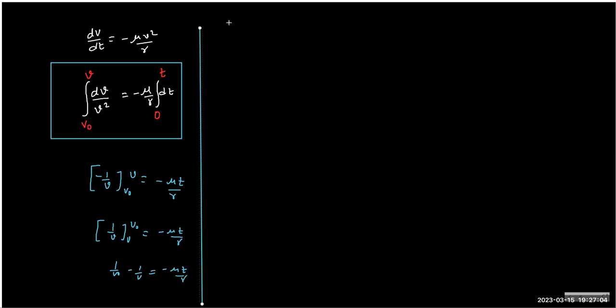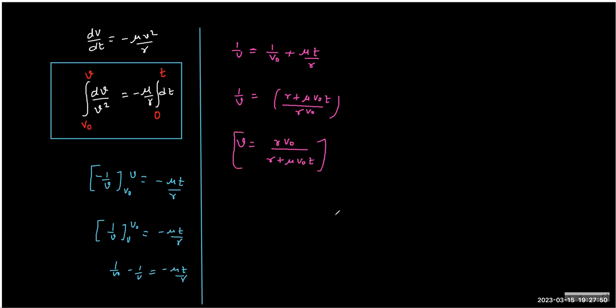Okay. And the rest you know how to do it. So 1 by V was 1 by V naught plus... So 1 by V you can write as (R plus mu V naught T) upon R V naught. So V turns out to be R V naught upon (R plus mu V naught T). It is clear. So you can find V as a time function.